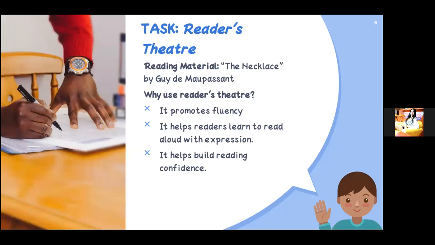So the task design for fluency is a reader's theater. The reading material is The Necklace by Guy de Maupassant. Why use reader's theater? Because it promotes fluency. It helps readers to learn to read aloud with expression. It helps build reading confidence.